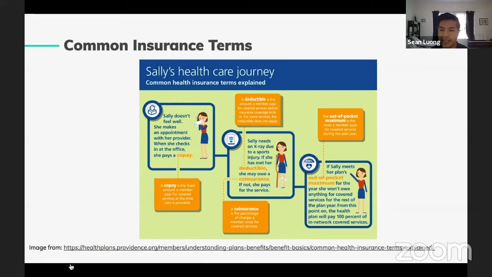Now, maybe you get an X-ray and then they figure out that you need to get a surgery, for example. If you met your out-of-pocket maximum for the year through anything that you've paid for so far, then you won't have to pay for anything else. So if you met your out-of-pocket maximum for the year and you need a surgery, then the health insurance will pay for 100% of covered services.